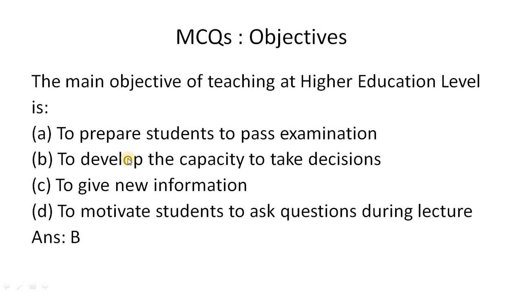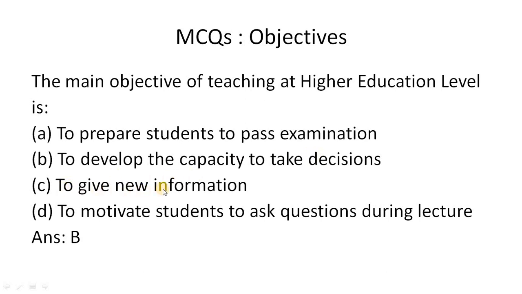Now look at the questions. The main objective of teaching at higher education level. Okay, look at the phrase higher education level. So we have to take the objective of teaching at the point of higher education, not at the primary or secondary level. So first option, to prepare students to pass the exam, okay, it is a very silly option, that's why it is wrong. To develop the capacity to take decisions, obviously decision making is the key factor of higher education level, that's why it will be the right option.